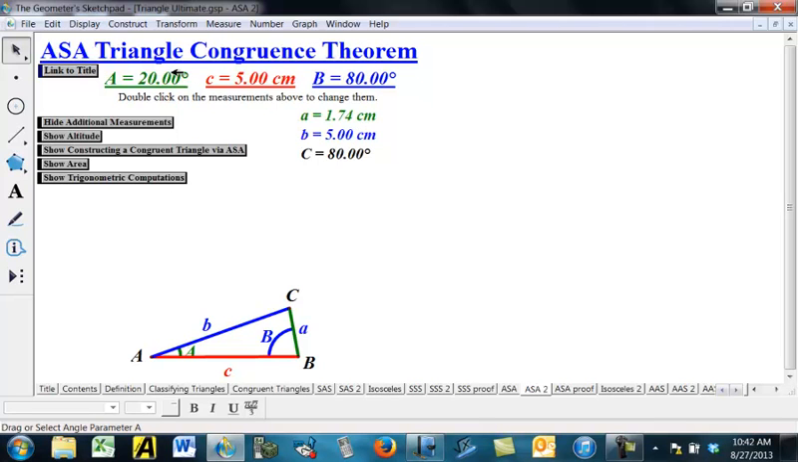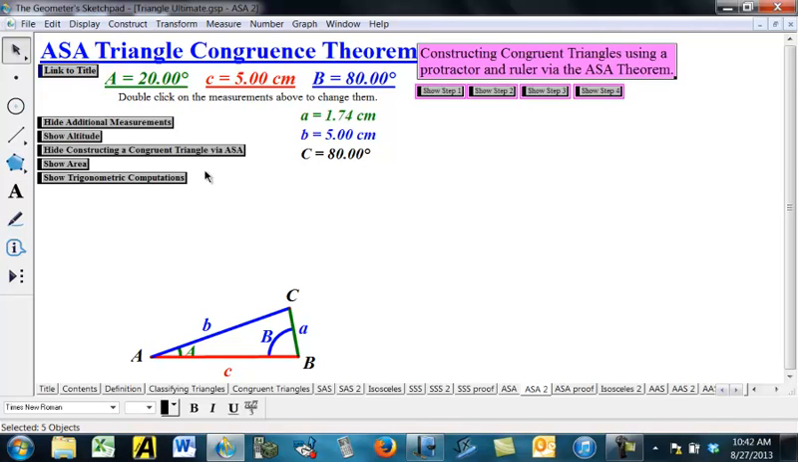So that one was pretty easy to compute. We already know how to compute that one. And so we could just do 180 degrees minus 20 minus 80, or 80 plus 20 is 100. Subtract that from 180, we're left with 80. By the way, notice we have a pair of angles congruent, a pair of sides congruent. This particular one happens to be isosceles.